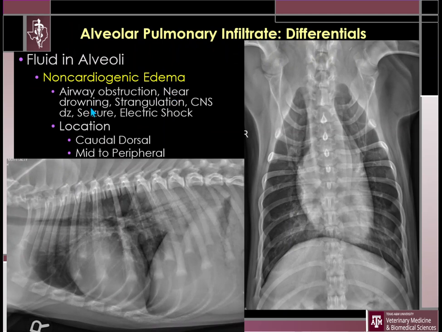So airway obstruction, near drowning, again, it's that caudal dorsal distribution. It's way out at the periphery of the lungs. And some of this is obscured on this ventral dorsal view because it's compressed by the lungs and its border effacing with that diaphragm.